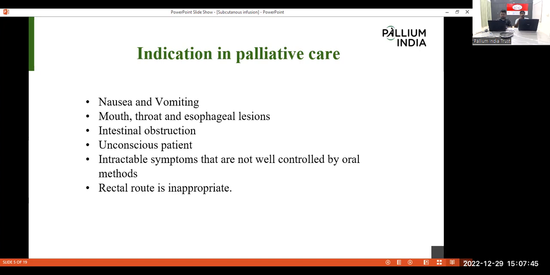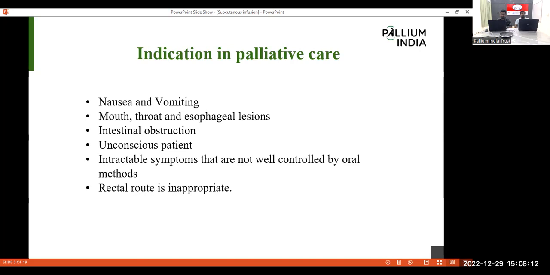In such situations, the patient can't take anything orally. Some cases we also experience in our setup. So this subcutaneous route we can choose for giving the injection form of medicine. Then mouth, throat, and esophageal lesion or ulcer in this area means the patient is also unable to take by orally. Such situations also we can give the injections subcutaneously.